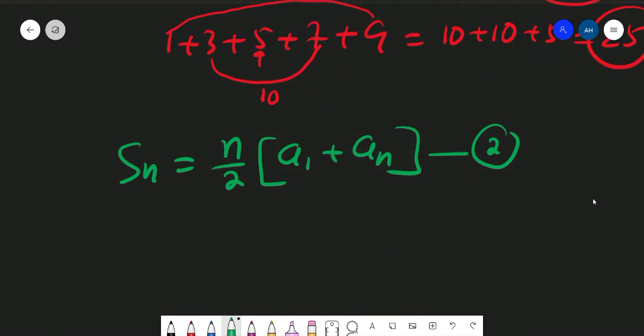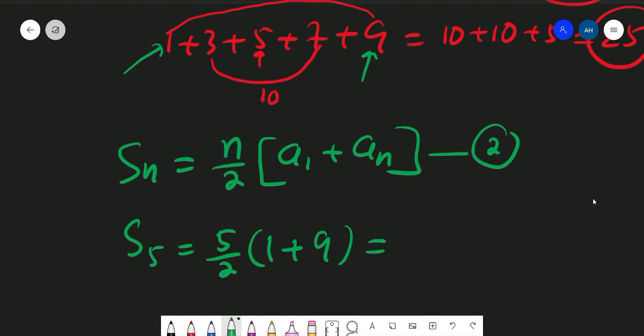We want to find the fifth partial sum, that is S5, n equal to 5, so 5 over 2 multiplied by a1, which is equal to 1. See here, the first term is a1, and the last term is 9, right? So plus 9. This is equal to 5 over 2 multiplied by 9 plus 1, which is 10. This is the same as we did before, so the answer is 25 also.